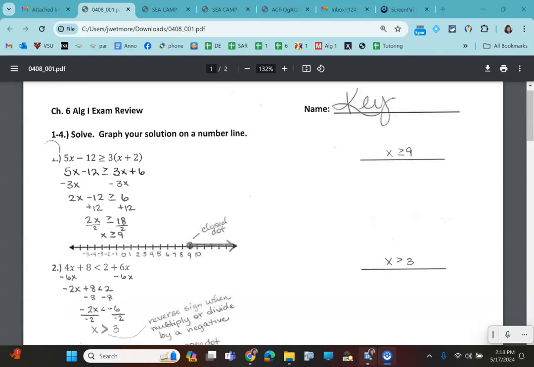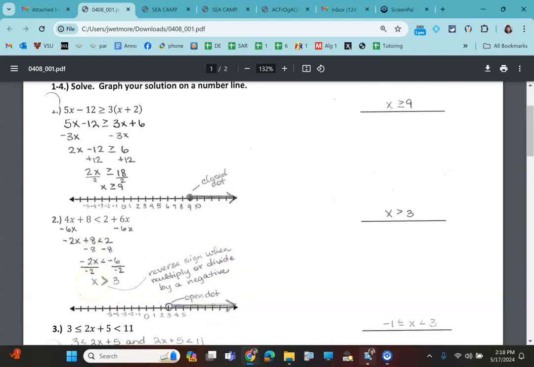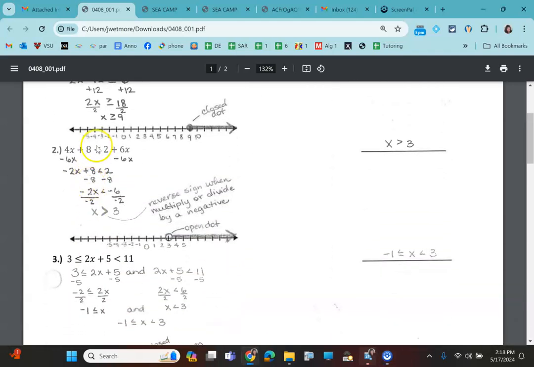All right, let's look at number 2. So number 2, same idea. We're going to solve this just as if this was an equal sign right here. I want to get all my x's on the left, so I'm going to subtract 6x from both sides. So now I have a negative 2x, and I want to get rid of adding 8, so the inverse of that would be subtracting 8 from both sides. So now I have negative 2x is less than or equal to negative 6.